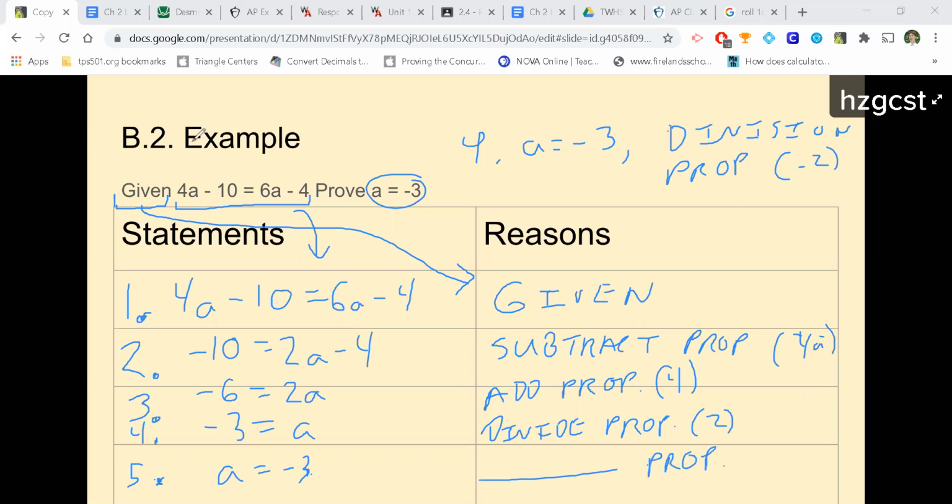And this is what I was talking about Monday. Does anyone remember what is the property that tells us if -3 is equal to a, that means a equals -3? What's that property? Symmetric. The symmetric property. That's why. And I know what you're saying, Mr. Lake, isn't that just super obvious? Do we really have to write the symmetric property? Technically, yes, because the proof did not ask us to prove that -3 was equal to a. It asked us to prove that a was equal to -3.